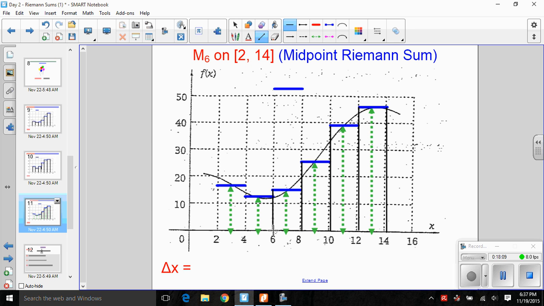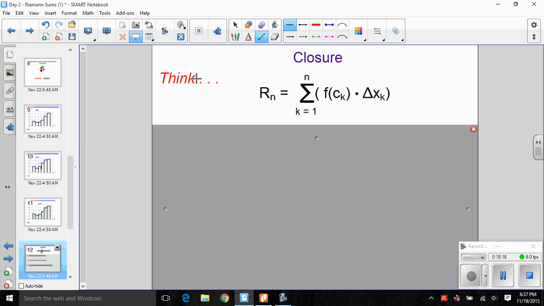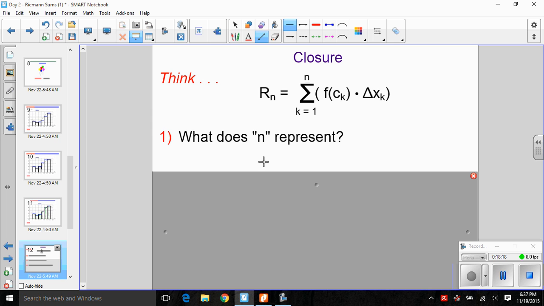So let's go ahead and bring it back to closure now. Once again, I'll pause the recording so that you have an opportunity to complete the closure. When we come back together, we're going to determine what each of these pieces in this definition for our Riemann sum refer to. We'll go ahead and pause the recording, give you about 2 to 3 minutes to complete, and then we'll resume the recording.